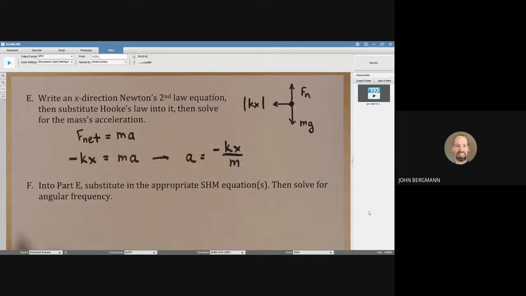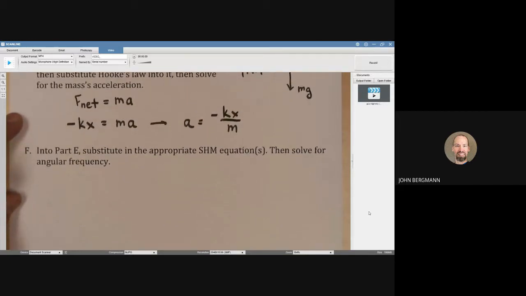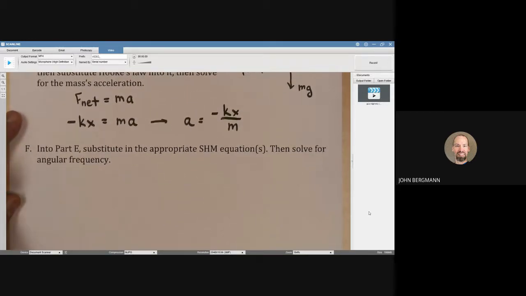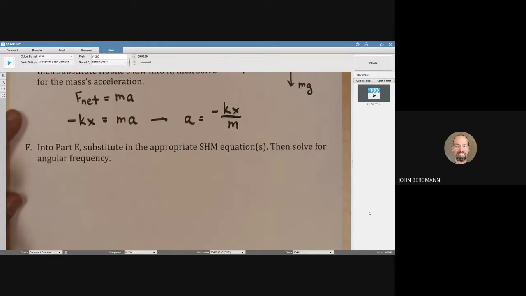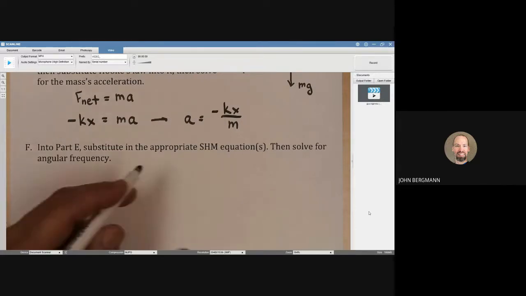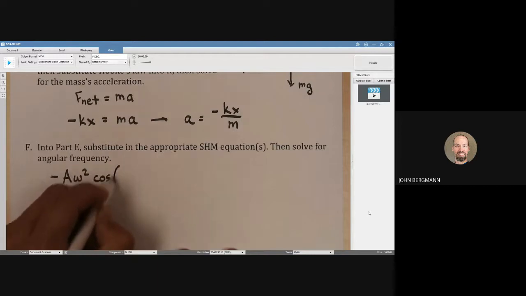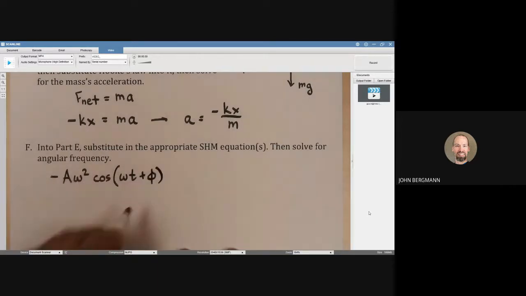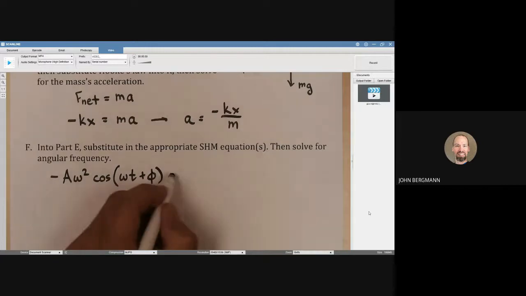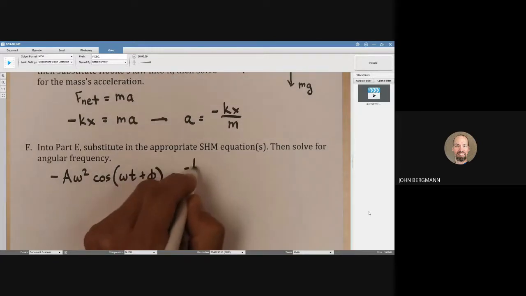All right. Into that expression, let's put the appropriate simple harmonic motion equations. Now, this harkens back to an earlier video, so hunt that down if you need to. But in simple harmonic motion, the acceleration looked like this: opposite, the amplitude times the angular frequency squared times the cosine of omega t plus phi. That's the left side. And on the right, let me pull that negative k and that m out.